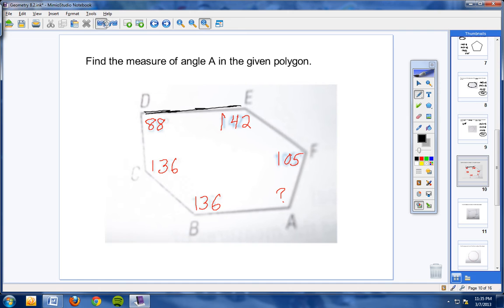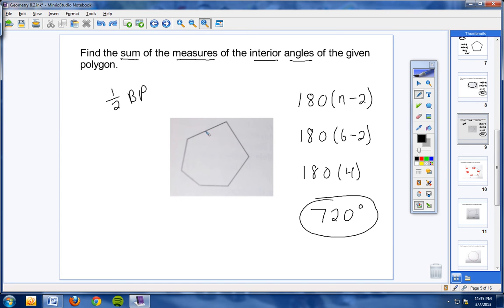Now hold it. Let's go back a page real quick. Did we not just have a 6-sided figure back here for your bonus point? 1, 2, 3, 4, 5, 6. Yes, we did. So, when we have a 6-sided polygon, what do all the interior angles add up to? 720. Okay, let's go back here now.